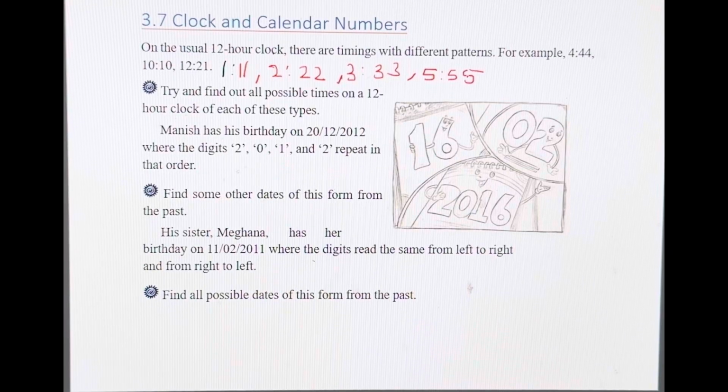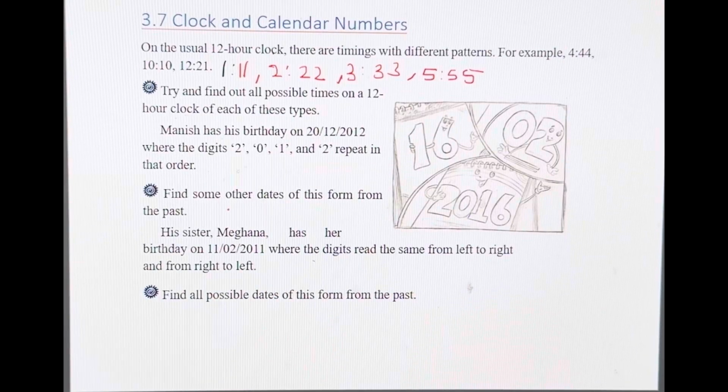Fine. Now, Manish has his birthday on 2012, where the digits you can see 2012 repeat in that order. 2012, 2012. Right. So they have asked us to find some other dates of this form from the past.